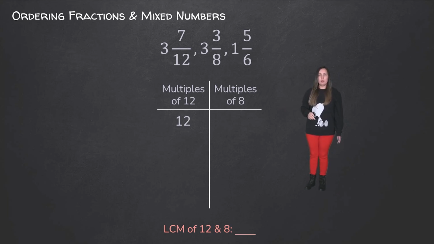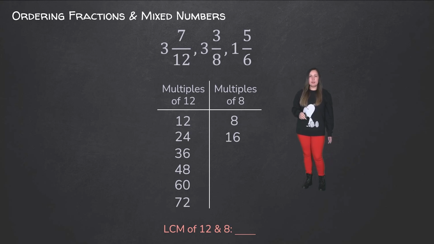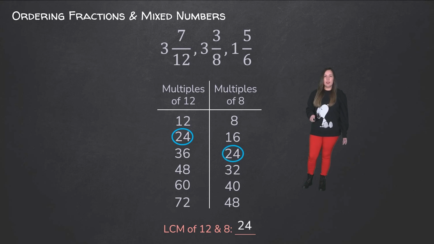So our multiples of 12 are 12, 24, 36, 48, 60, 72, and so forth. Our multiples of 8 are 8, 16, 24, 32, 40, 48, and so forth. And our least common multiple here is 24 because it's the smallest multiple they have in common. And so that means our denominators are going to be 24.